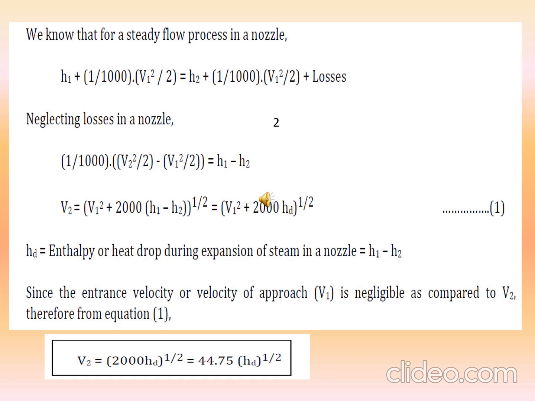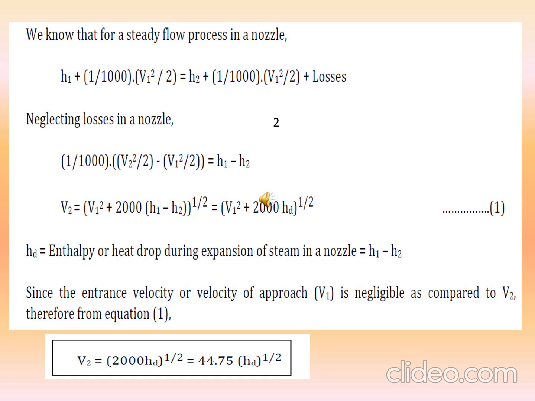If we consider the steady flow energy equation, then h1 plus (1/1000) times v1 square divided by 2 equals h2 plus (1/1000) times v2 square divided by 2 plus losses. If we neglect all the losses, then (1/1000) times (v2 square minus v1 square) divided by 2 is equal to h1 minus h2. h1 minus h2 is our heat drop or enthalpy drop.